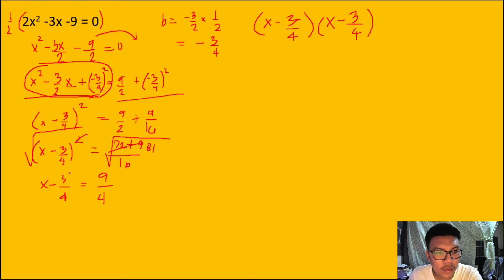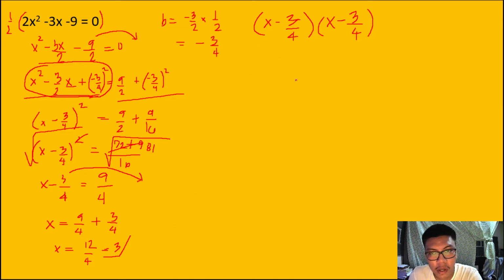Then, you transpose, in order to solve for x, you transpose negative 3/4. So, you have x is equal to 9 over 4 plus 3 over 4. So, you have x is equal to 9 plus 3, that is equal to 12 over 4, or simply 3. So, yun pala ang factor ng ating equation.